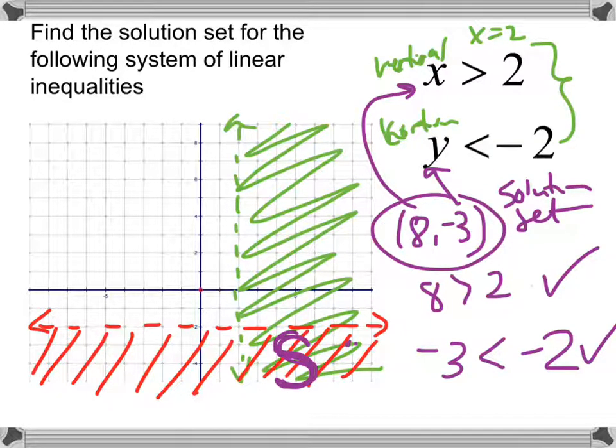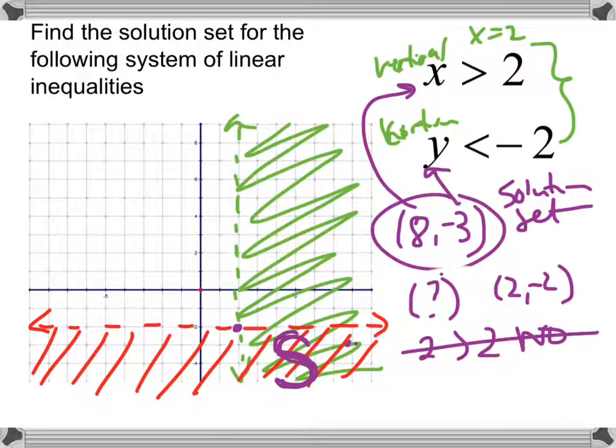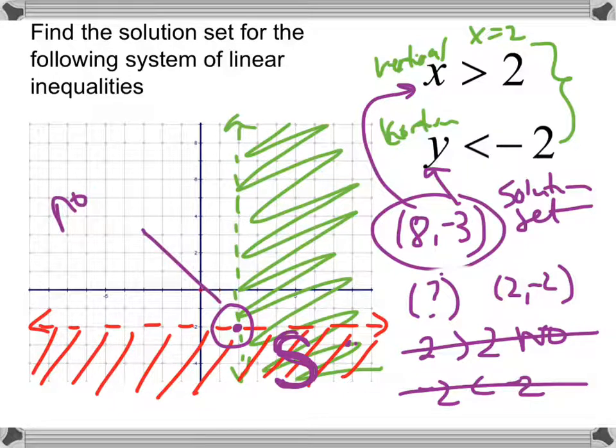Now, a good question is whether the point on the intersection of the two dashed lines right here is a solution. So let's just check it out. That would be 2, negative 2. So is it true that 2 is greater than 2? That's not true. And it's not true that negative 2 is less than negative 2. So this point right here is not a solution.